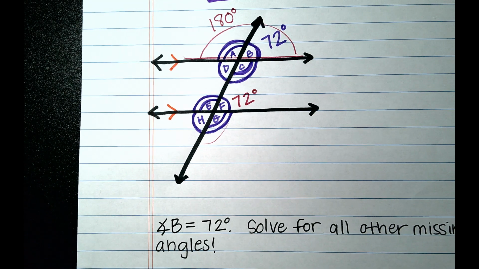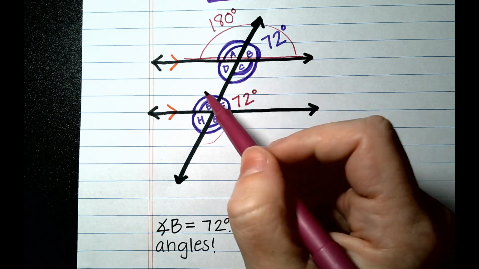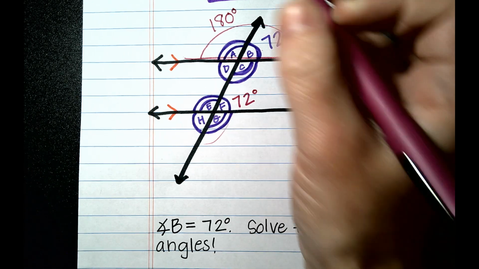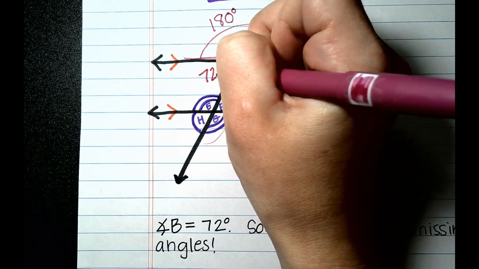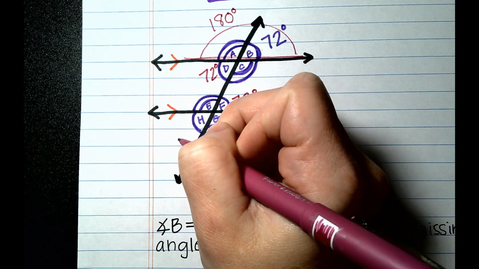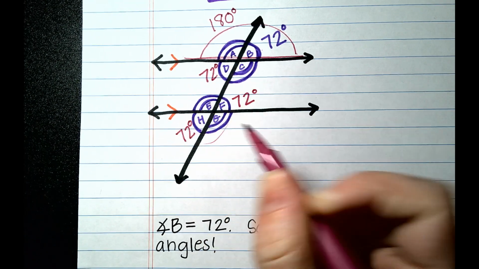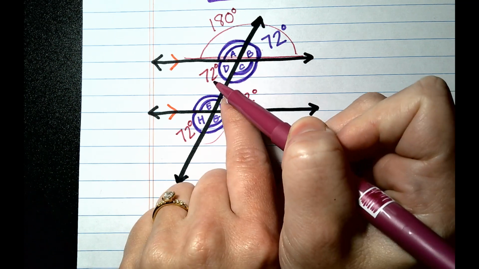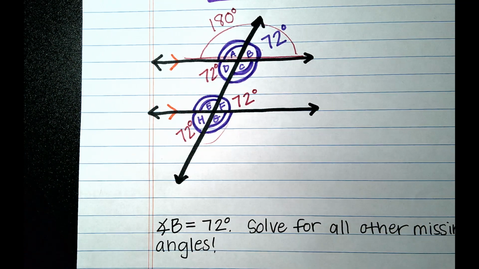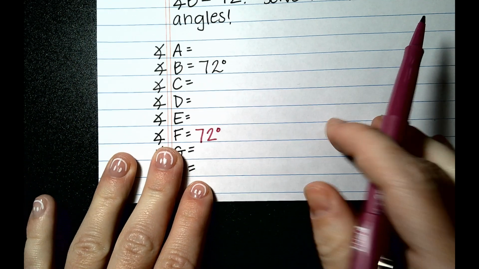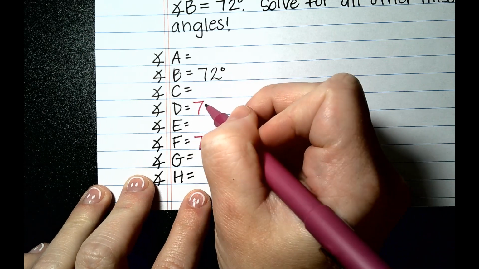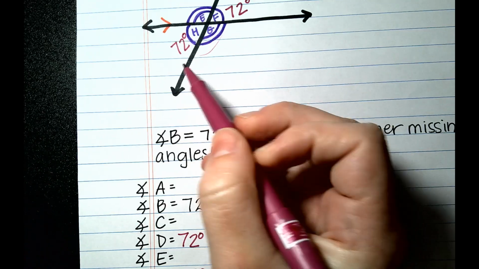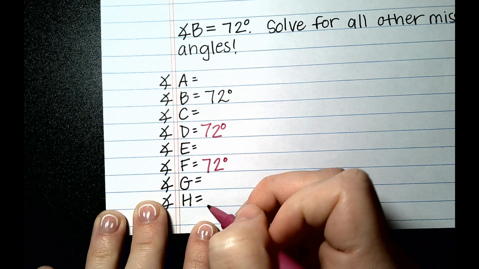What else do we know? D and H are also 72. How do we know D and H are also 72? Because they're vertical. Yes, they're vertical angles. So B is right across from D. They're vertical, so they're equal. So let's write that. D is 72 degrees and H is 72 degrees.